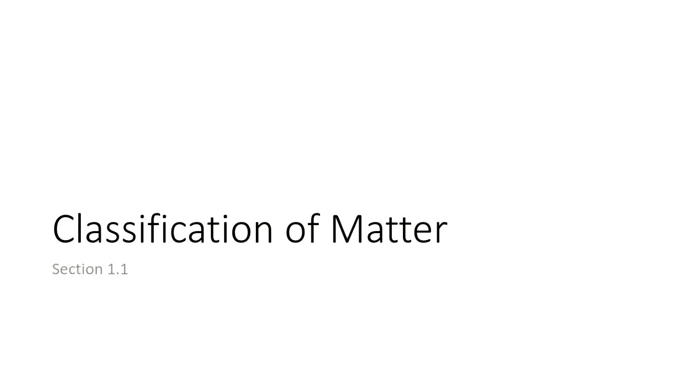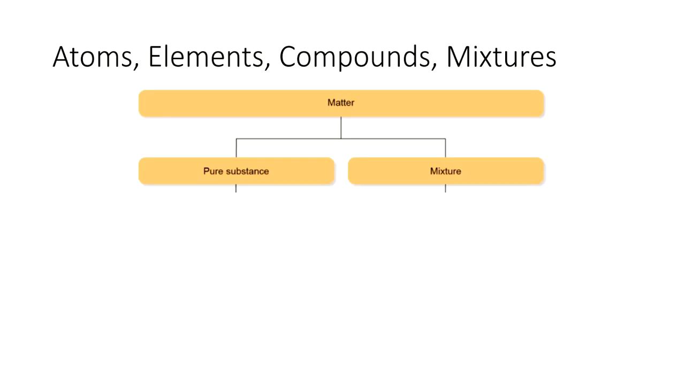So let's start. Classification of matter. But first we have to define what matter is, right? Matter is anything that has mass and occupies a space. That means that matter will be formed by atoms, right? But what are atoms?